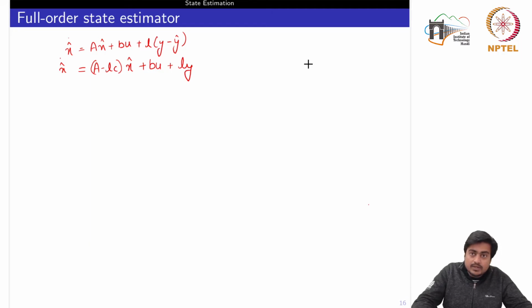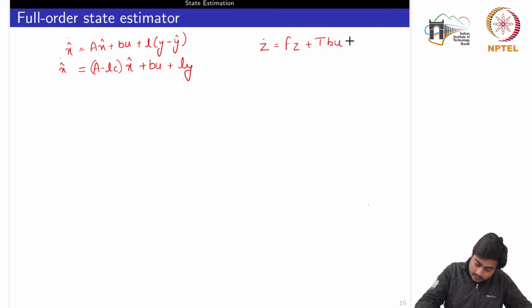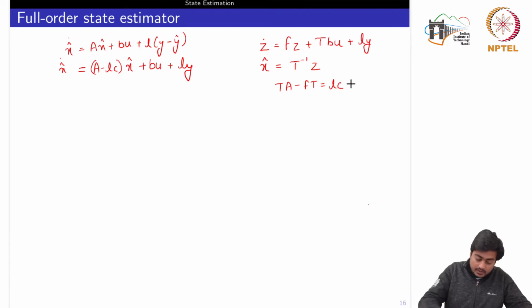Another observer we designed using the Lyapunov equation method. So that observer is given by z dot, and here we had the output of this observer x hat is equal to T inverse z, where T was basically obtained after solving the Lyapunov equation, TA minus FT equal LC. Okay, so these two observers we had seen yesterday or in the last lecture.